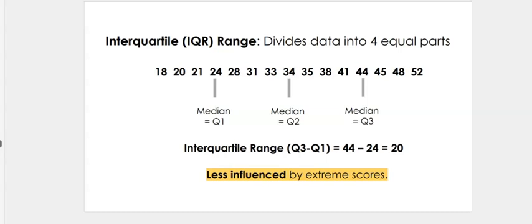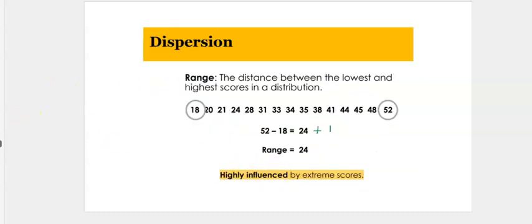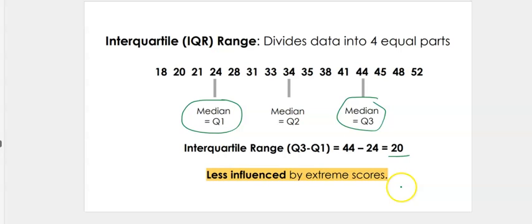For the interquartile range, as I told you, that is Q3 minus Q1, and that will be 20. So instead of 52 minus 18, which was 24, now the range changes to 20. So this is less influenced by the extreme scores.